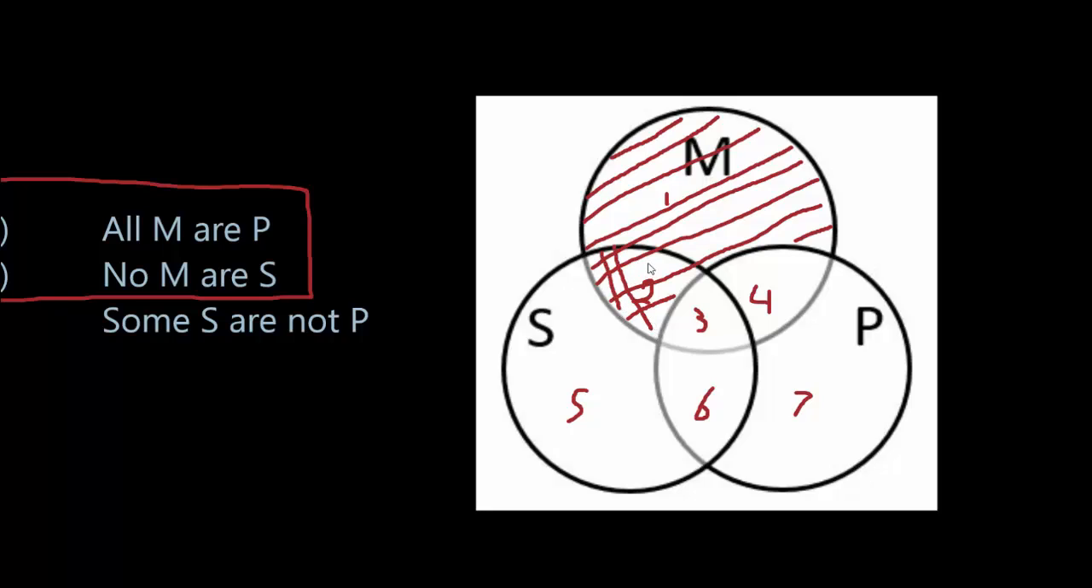Of course, we've already shaded out 2, but we do need to make sure that we shade out also 3. Then we're told that some S are not P. So there exists an S and it's outside of the P circle.